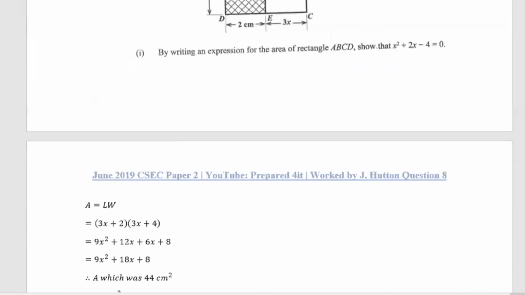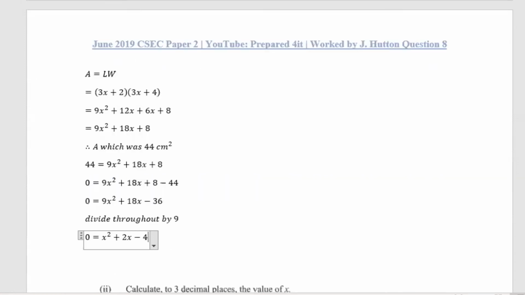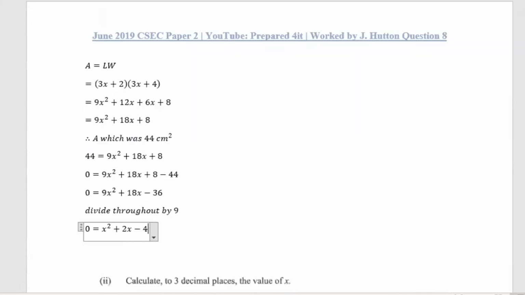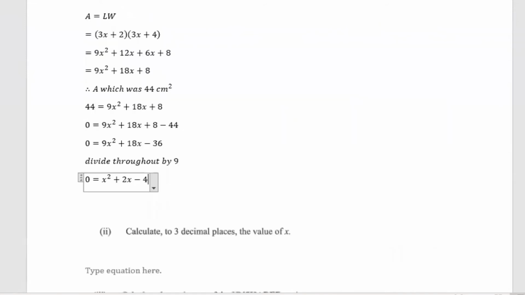Now, that is what the question asks us to prove, that x squared plus 2x minus 4 is equal to 0. And that is exactly what we did here: x squared plus 2x minus 4. So that is exactly what we did.